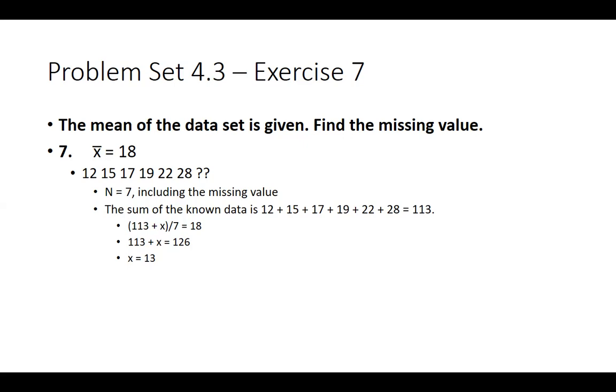So let's do some algebra. We get rid of dividing by 7 by multiplying both sides by 7. That means 113 plus X is 126. Subtracting 113 from both sides means that X has to be 13. So the missing value is 13.